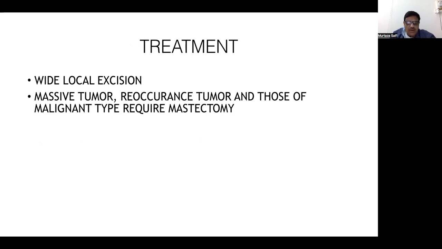So, wide local excision as well as mastectomy.